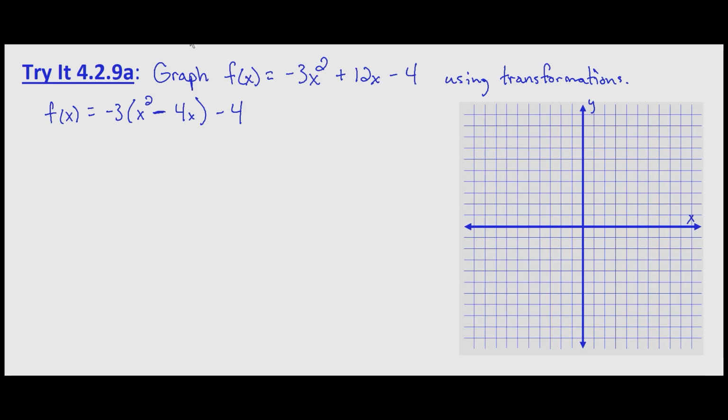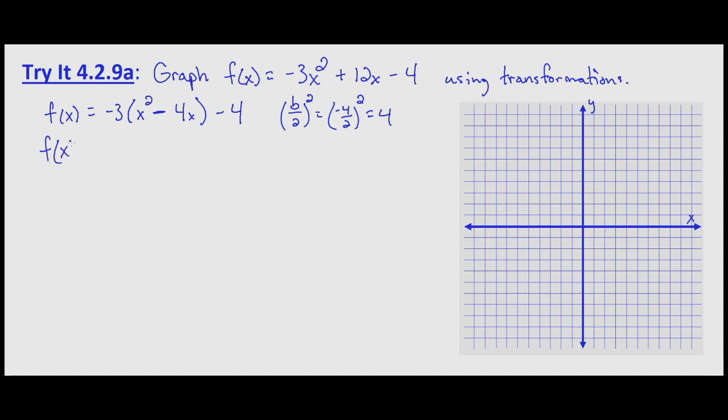So now we'll go ahead and complete the square. We're looking at the coefficient on x inside the parentheses, which is negative 4. We'll call it b, so we want b divided by 2 squared. That equals negative 4 divided by 2 squared, which is negative 2 squared, which is 4. So we're going to add 4 inside the parentheses.